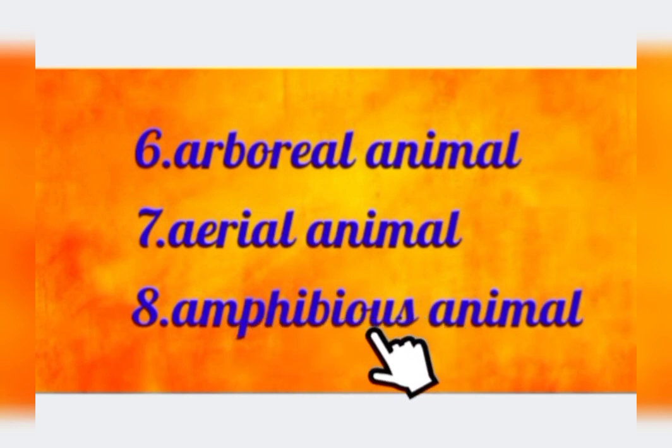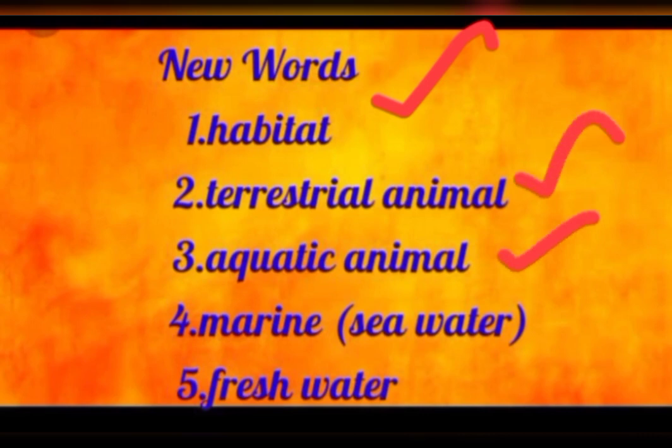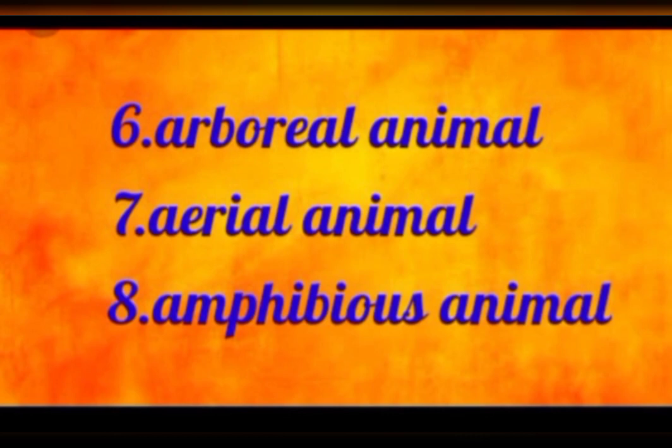Amphibious animal: animals that need both land and water to live. So these are the 8 words: habitat, terrestrial animal, aquatic animal, marine, sea water, fresh water, arboreal animal, aerial animal, and the last one, amphibious animal.